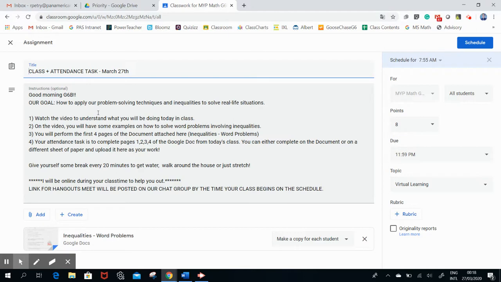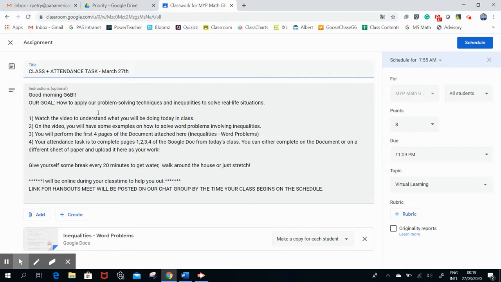And then after that, you will perform the Google Doc that is underneath the assignment called Inequalities Word Problems. You will open this Google Doc and you will perform pages number 1, page 2, page 3, and page 4 today. Oh, mister, how do I do? I don't have a printer.